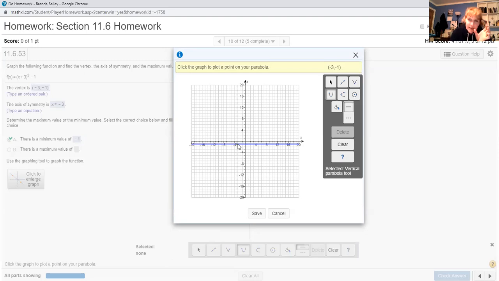And I'm going to talk you through this since I don't have my document camera up. But if you were to put a -2 in, because what I'm doing is I'm just going to the right of my axis of symmetry. If I put in a -2, -2 plus 3 is a +1. When you square the 1, you get 1. 1 minus 1 is 0. So I go over to -2, 0. Okay.